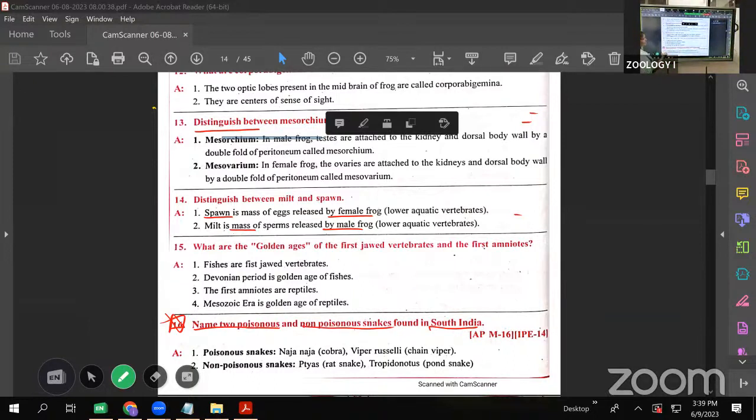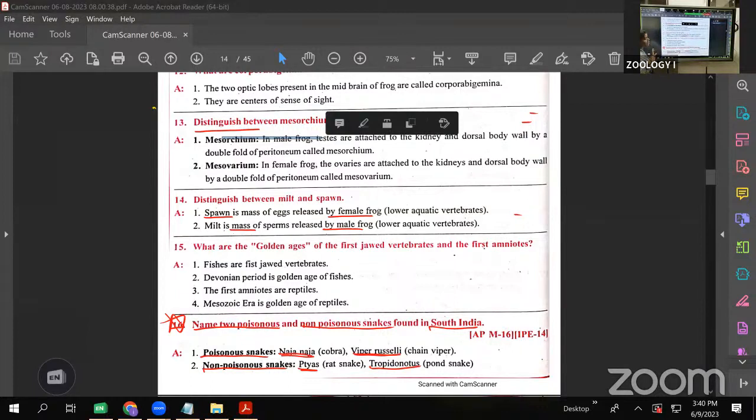The poisonous snakes are which ones? Naja, the scientific name of the cobra, and Vipera russelli, the chain viper. These two are the poisonous snakes. Which ones are non-poisonous? Ptyas, the P is silent here, the rat snake, and Tropidonotus, the pond snake. These two are the non-poisonous.